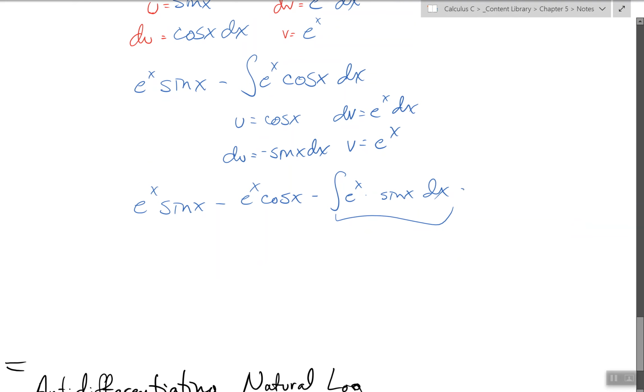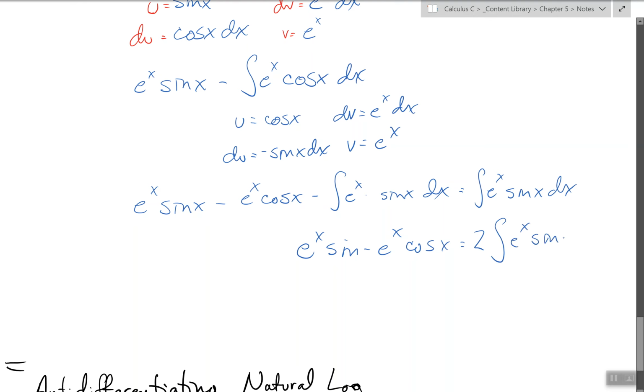So what we do here is we set it equal to the antiderivative that we started with. So we set it equal to this. And then we add this antiderivative to the other side since they are the same. So we'll have e^x sine x minus e^x cosine x equals 2 integral e^x sine x.